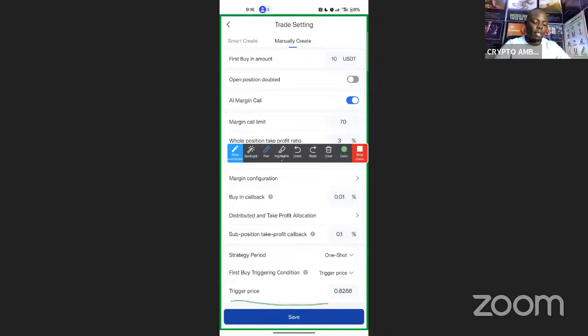How many of us can see the trigger price? Give me a yes in the chat if you can see down here. Give me a one in the chat if you can see the trigger price down there at the bottom. You can now put your preset price here, instead of putting your preset price on the other side.